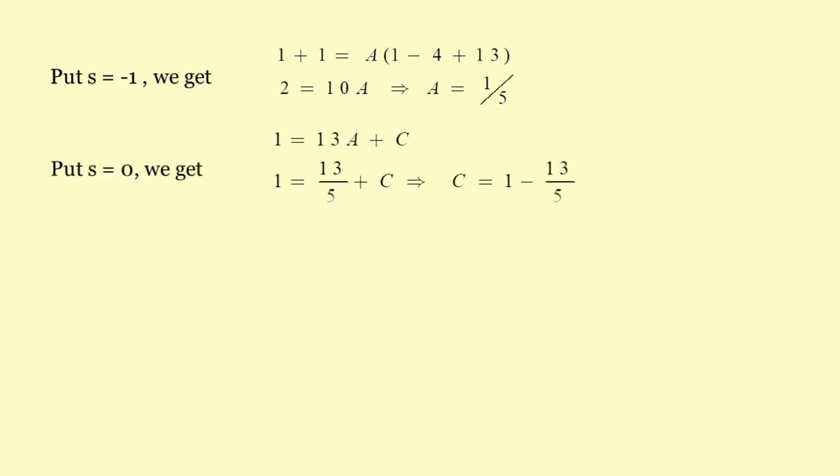Now by finding the values of a, b and c, let us substitute s is equal to minus 1. So we get 1 plus 1 is equal to a into 1 minus 4 plus 13. So 2 is equal to 10a, which implies a is equal to 1 by 5. Now substitute s is equal to 0. So we get 1 is equal to 13a plus c. Now substituting the value of a, we get 1 is equal to 13 by 5 plus c. So which implies the c value is equal to 1 minus 13 by 5. So c is equal to minus 8 by 5.